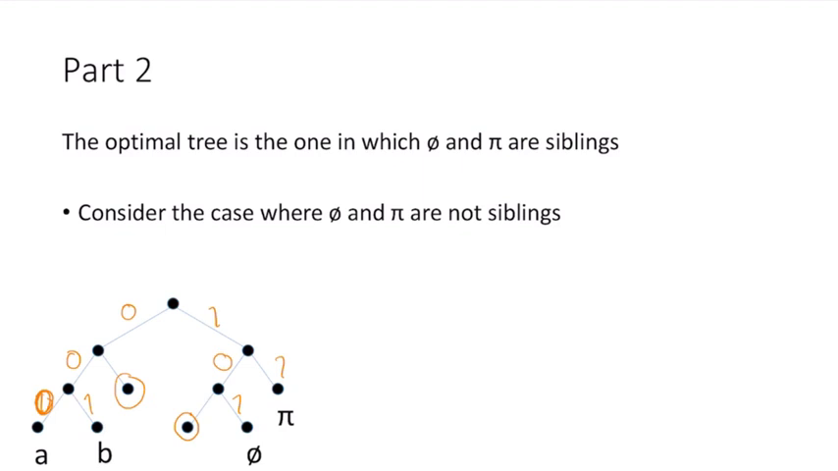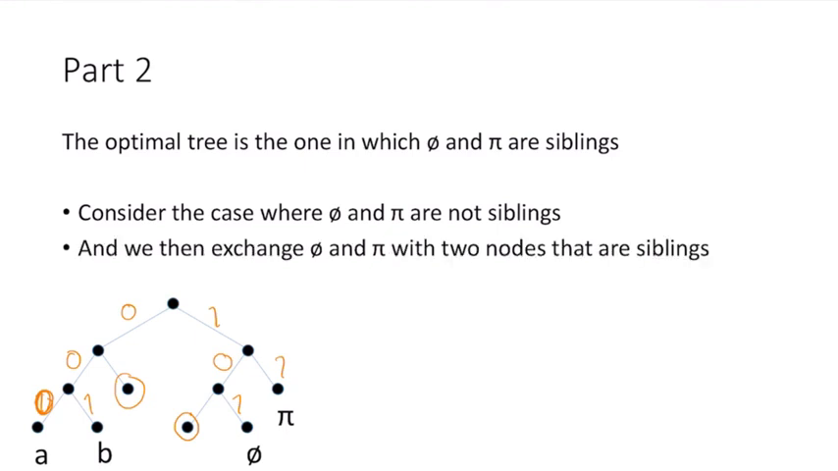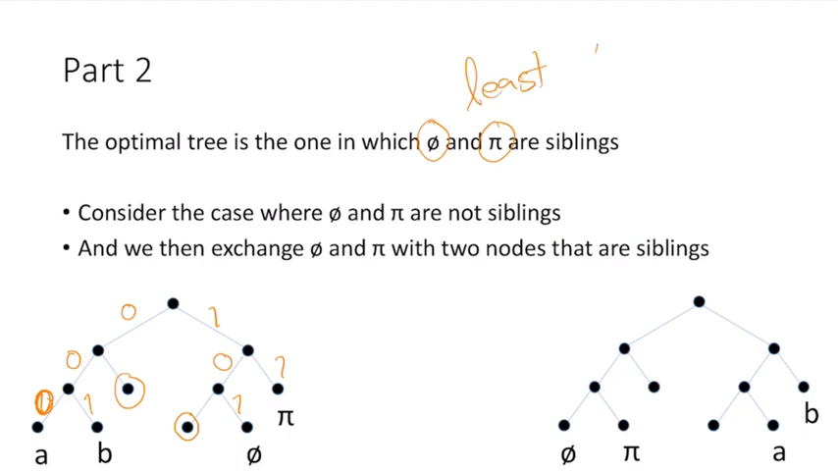Well, what happens when we do an exchange of phi and pi with the leaves that are furthest down in the tree that happen to be siblings? So A and B in this case. What happens when we exchange phi and pi with A and B? Well, we'll end up with this tree. And what does that do to the average encoding length? Well, our assumption here, again, was that phi and pi are the least frequent symbols.